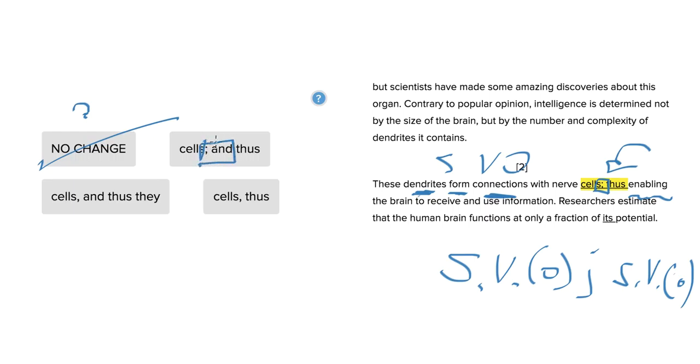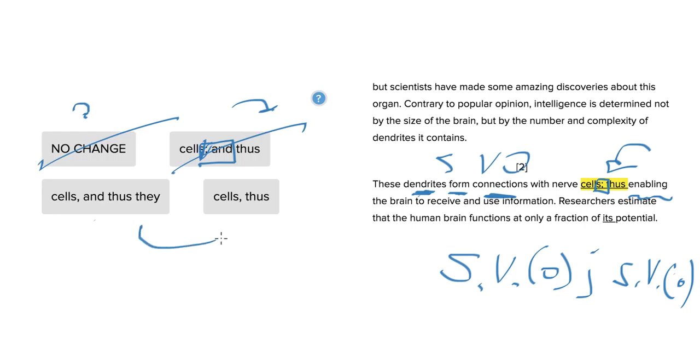The problem is we can't have a semicolon and an "and" in between two independent clauses, even if what follows is an independent clause. But here again, we have a dependent clause, not an independent clause, so the semicolon would still be wrong. And then answer choice C says "cells, comma, and thus they enabling." Oh, if it said "they enable," this would have been correct.